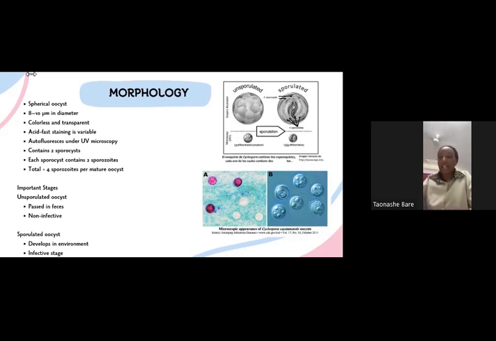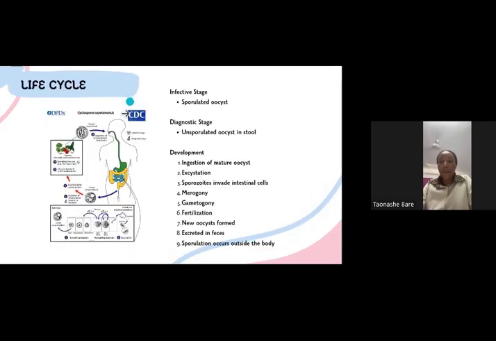Next, we'll examine the life cycle. In this slide, we're diving into the life cycle of the parasite that causes cyclosporiasis. Understanding this cycle is crucial for grasping how infections occur and how they can be prevented. Let's begin with the infective stage. The parasite's life starts when the sporulated oocyst is ingested. This is the stage where the parasite becomes capable of causing an infection.